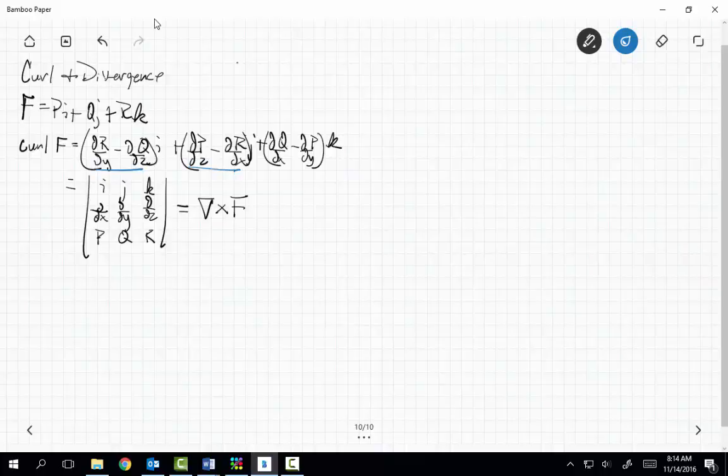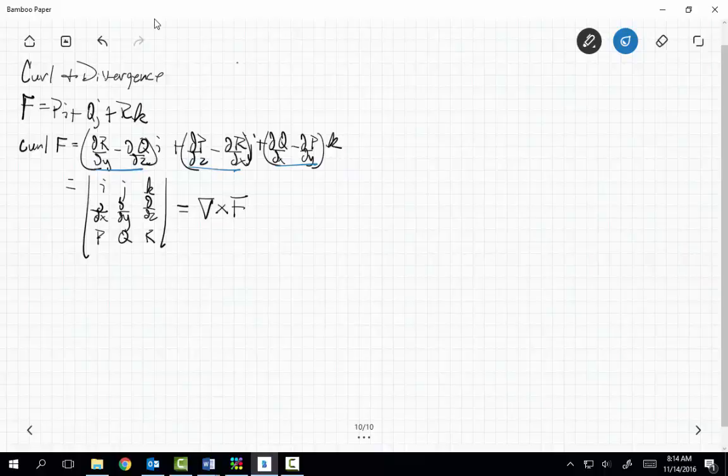How do we do this one? Well, for j, partial R with respect to x minus partial P with respect to z, but I usually subtract that the other way, so I flip them around, right? You see how that works? All right, and then last but not least, where does this guy come from? Partial Q with respect to x, partial P with respect to y, subtract those, and I'm there, okay?